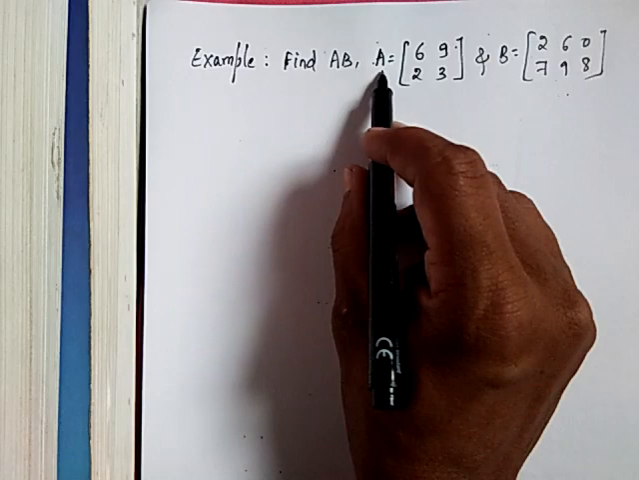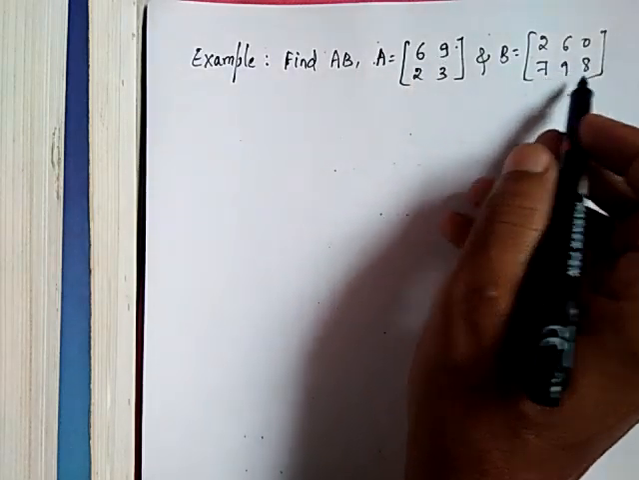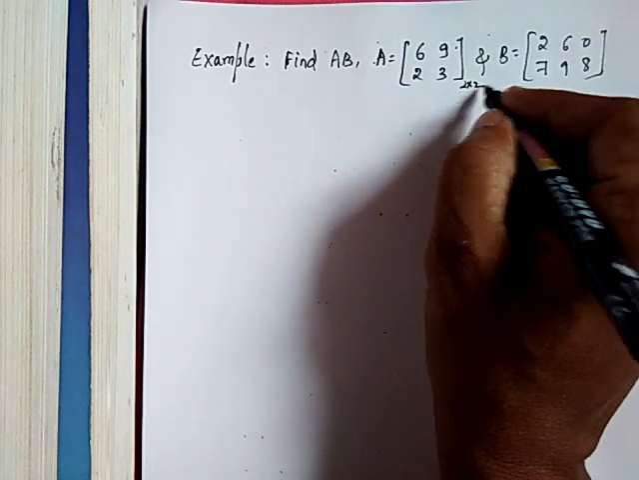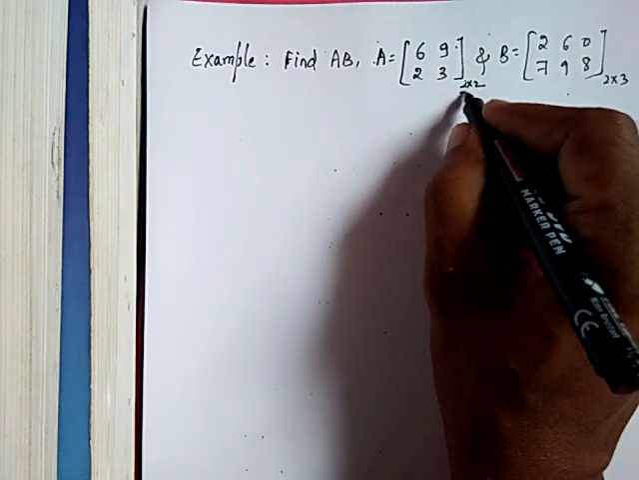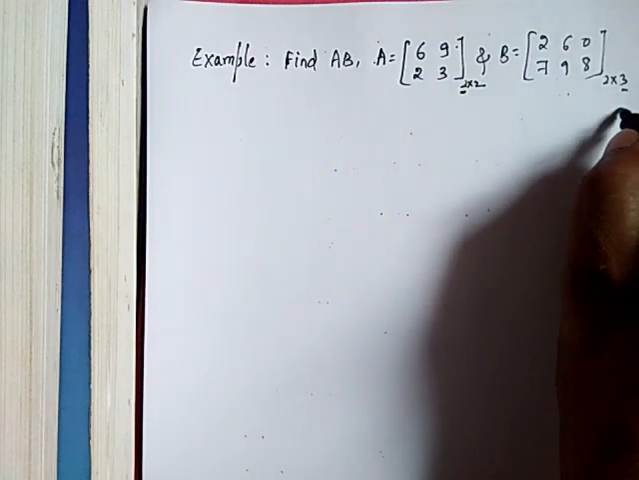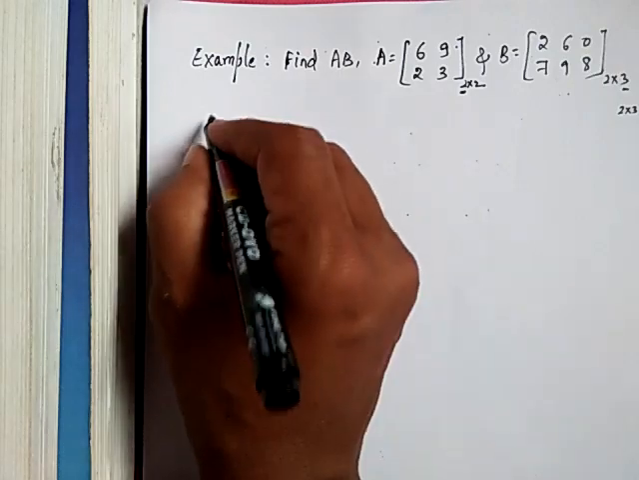Find AB if A is equal to [6 9; 2 3] and B is equal to [2 6 0; 7 9 8]. This is a 2 cross 2 matrix and this is a 2 cross 3 matrix. So you should get what? A 2 by 3 matrix you will get. Okay, now the solution.